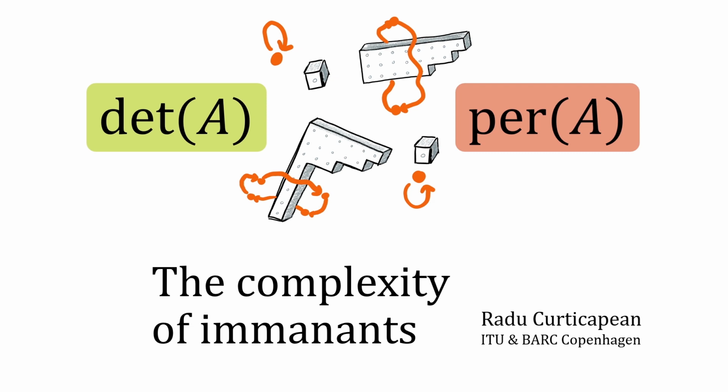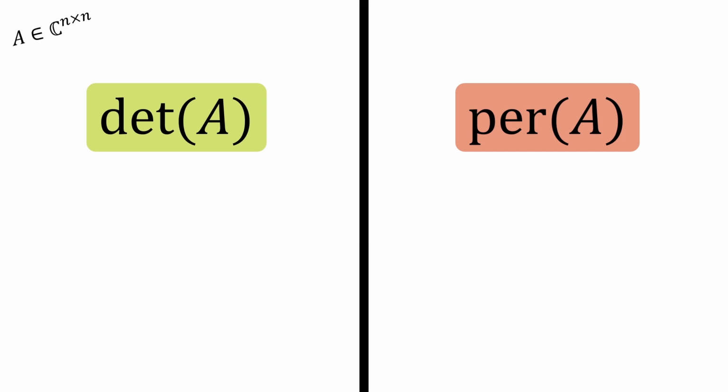Every partition of a number n defines a particular immanent for n by n matrices. This talk will address two questions. Firstly, which immanents are easy or hard to compute? And secondly, why should you even care? So let's start. The story begins with a determinant.